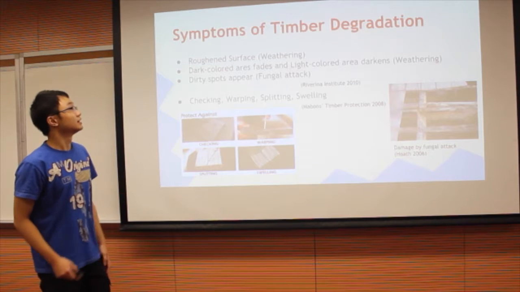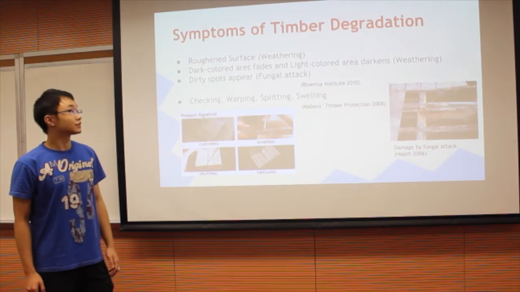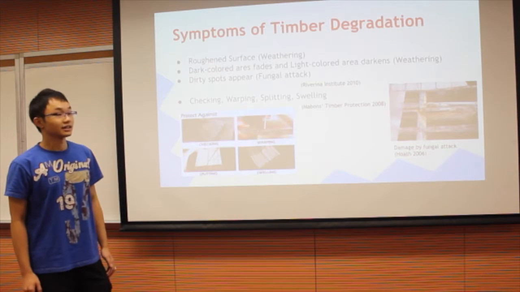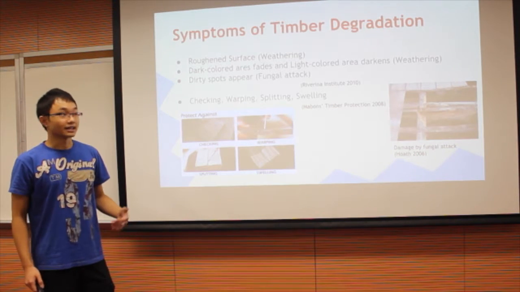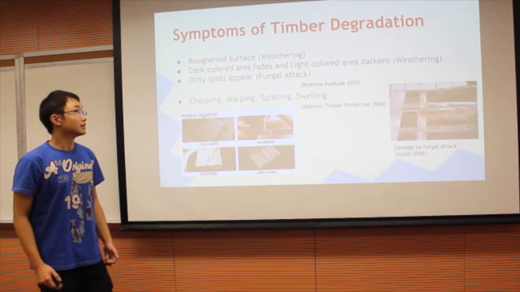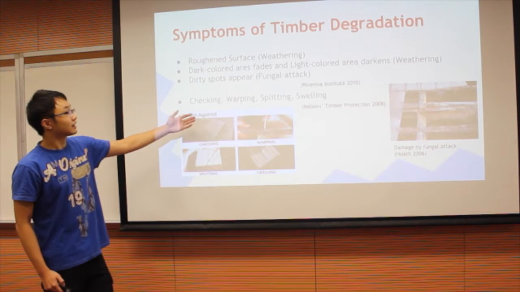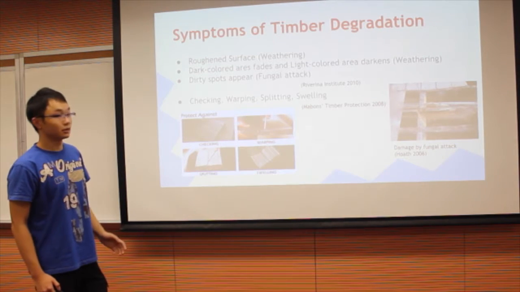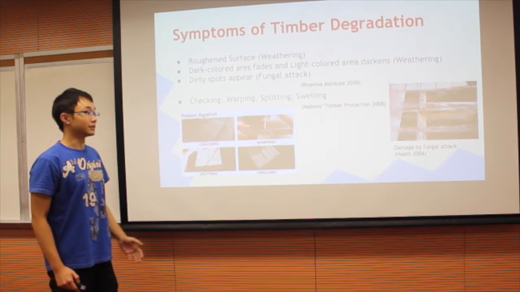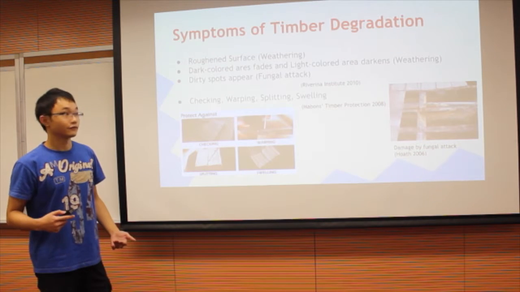I'm now going to talk about the symptoms of timber degradation. It includes a roughened surface of timber due to weathering, and also the dark color areas may fade and the light color areas may darken due to weathering. After the fungal attack, dirty spots may also appear on the timber surface, and the following symptoms may also occur, which include cracking, warping, splitting, and also swelling of the timber, and it leads to some cracks on the timber, and the structure is not safe.